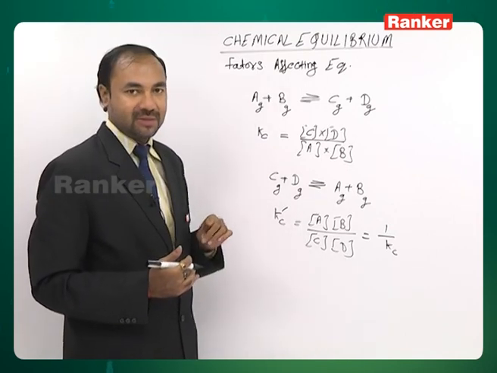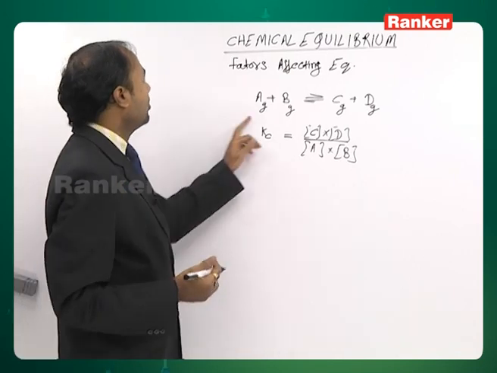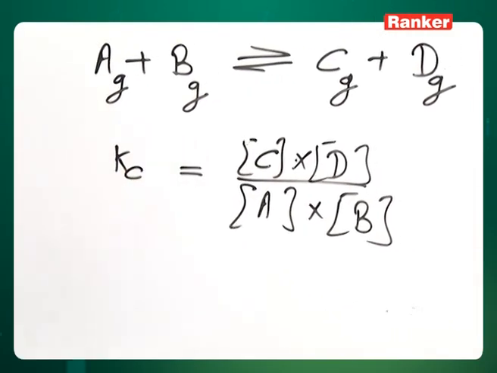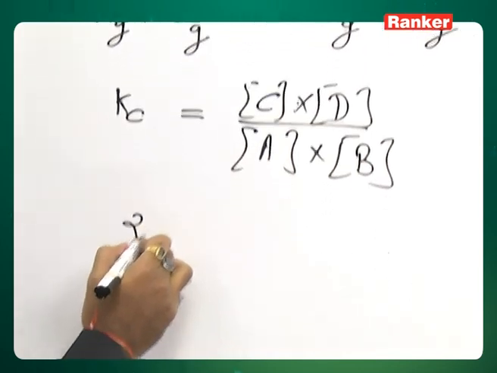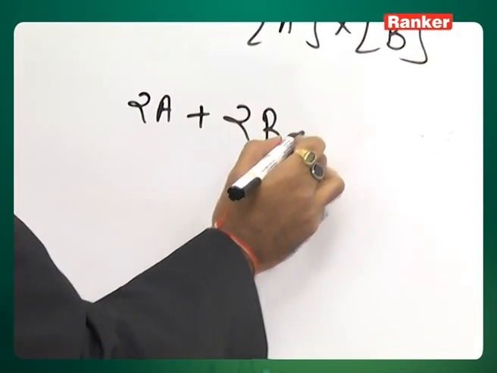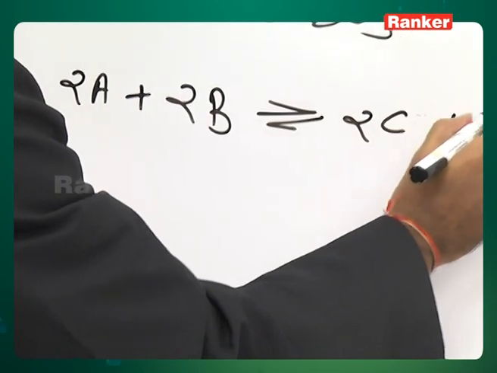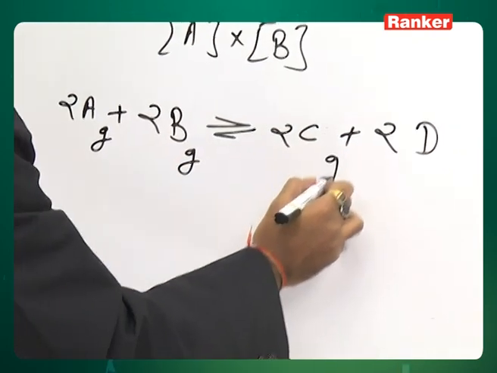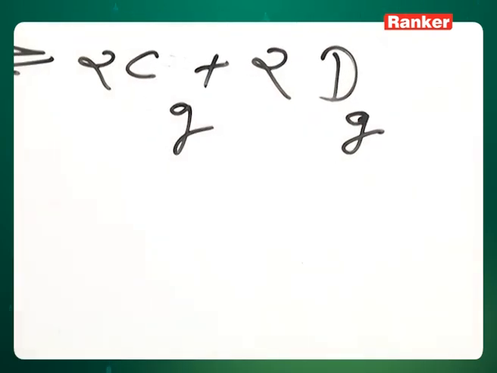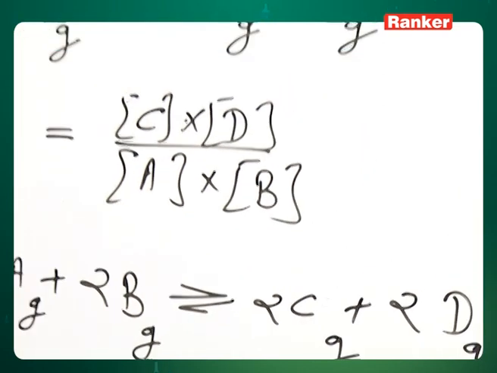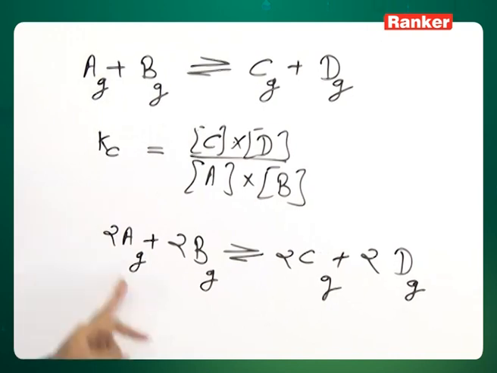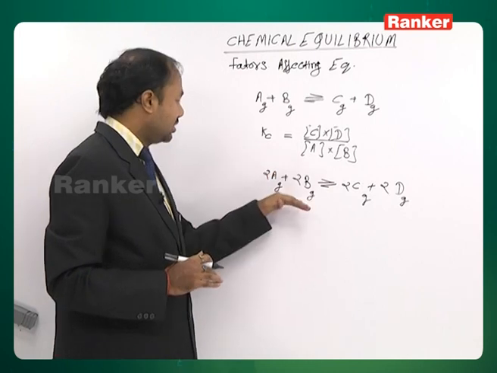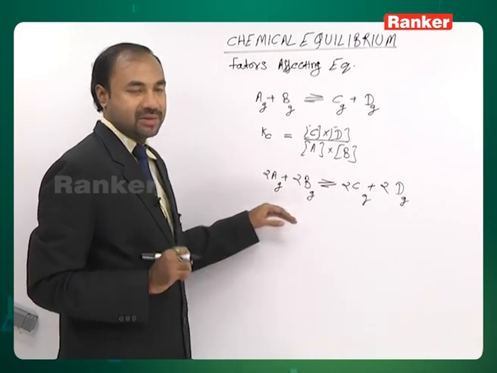This is the first factor which affects. Second factor, if you multiply an equilibrium by a certain factor, suppose we are multiplying this by 2. So, we make the new equilibrium 2A plus 2B in equilibrium with 2C plus 2D, all gases. Both the reactants and products are the same, there is no difference in them, but we simply multiplied the equation by 2. You see how the equilibrium expression changes. I am writing the equilibrium constant for this as Kc dash.